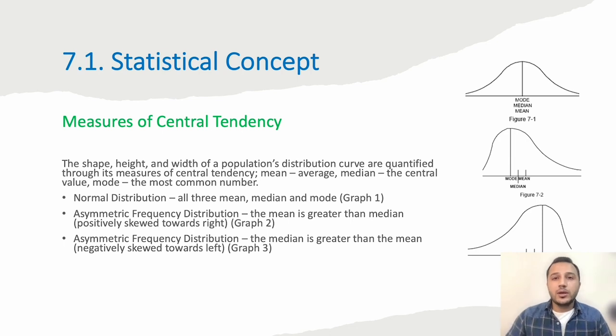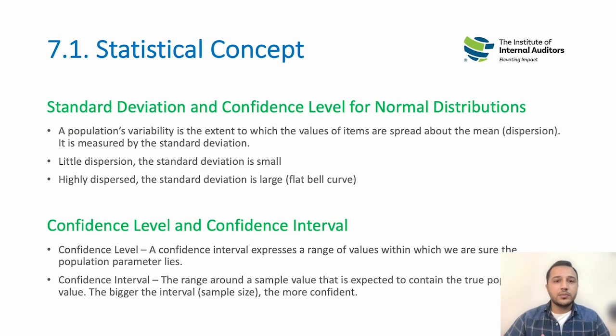Why do we need to ascertain this kind of data representation? Because accordingly we apply a statistical approach in order to get good sampling data that is representative of the entire population. So let's have some more discussion on standard deviation, confidence level and normal distribution.